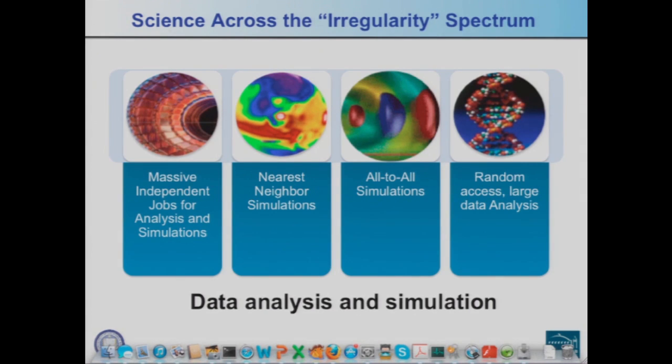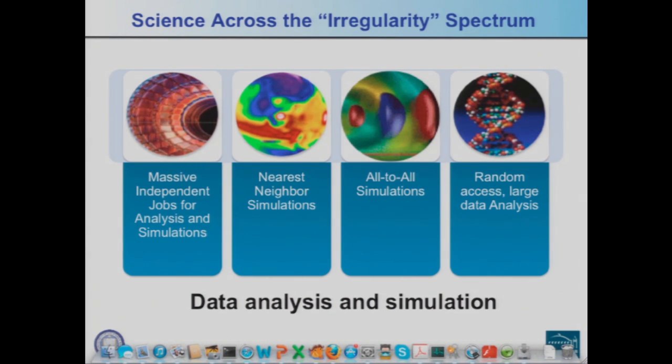We can look at the spectrum of irregularity in applications, and this is a loose notion, but we can think about the types of applications that we run at NERSC, that we run at ALCF and others. The first kind of parallelism you have on the far left is massive independent jobs. They really are separate jobs. We sometimes pack those into a particular MPI program in order to make the job run more easily on these systems that are designed to run large jobs, but they don't really depend on the network very heavily. Nearest neighbor simulations have a little bit more communication in them, but all-to-all computations that come up with something like a 3D FFT are much more communication intensive. And then the last, on the right-hand side, are these random access sorts of problems.